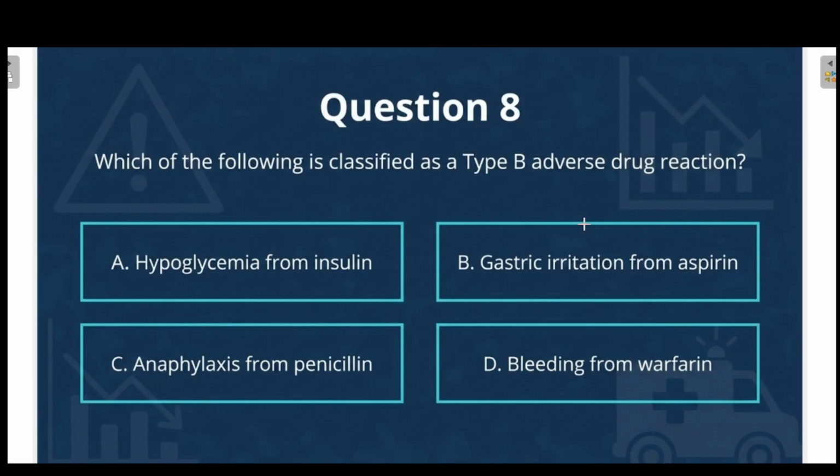Question number 8. Which of the following is classified as a type B adverse drug reaction? Options are hypoglycemia from insulin, gastric irritation from aspirin, anaphylaxis from penicillin, or bleeding from warfarin. So the correct option is option C, anaphylaxis from penicillin.